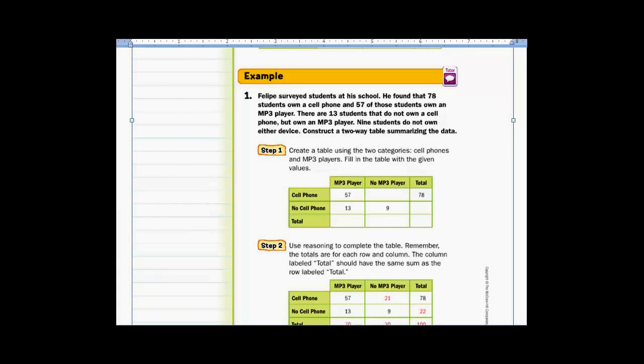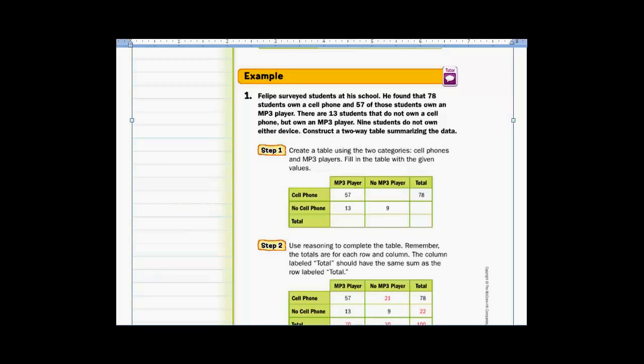Felipe surveyed students at his school. He found that 78 students owned a cell phone and 57 of those students own an MP3 player. There are 13 students that do not own a cell phone but own an MP3 player. 9 students do not own either device. So this is what we've got so far. 57 own an MP3 player and a cell phone. No cell phone but an MP3 player is 13. 9 poor little soldiers have neither one.